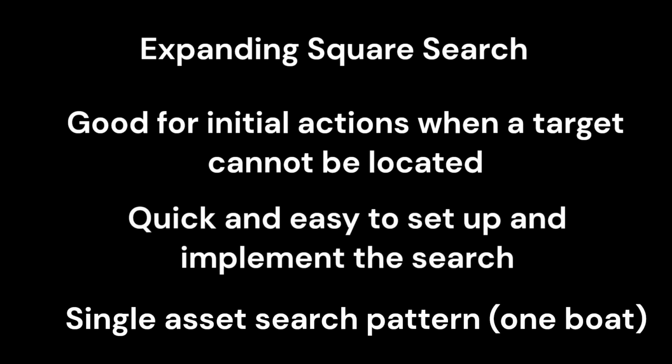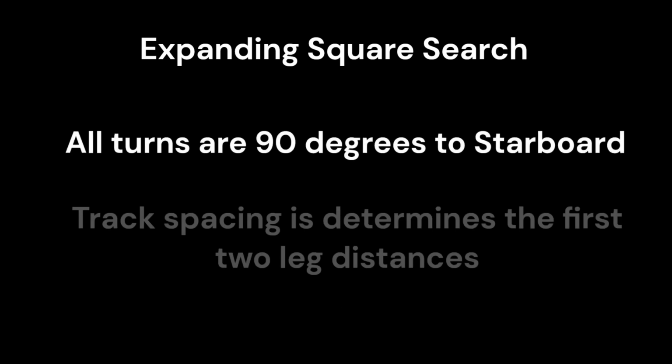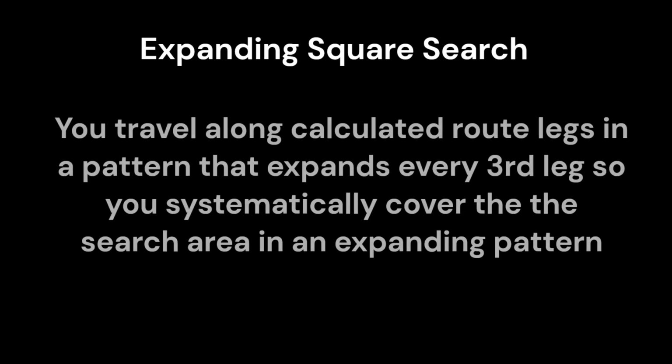The expanding square is used by a single search asset. All turns are 90 degrees to starboard. And the track spacing determines the first two leg distances. You travel along calculated route legs in a pattern that expands every third leg, so you systematically cover the search area in an expanding pattern.